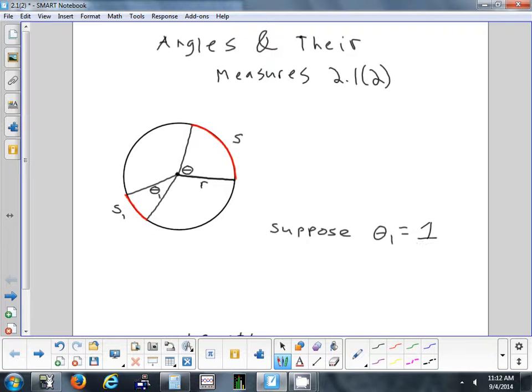So what we're going to do is suppose theta 1 is 1 radian. Based off what we learned yesterday, that automatically makes the arc the same as the radius. There's our starting point. This is going to be like our 1 foot and 12 inches. All right, so suppose theta 1 is 1. I'll write RAD, but you don't need it. Then S1, somebody said it, would be equal to the radius.